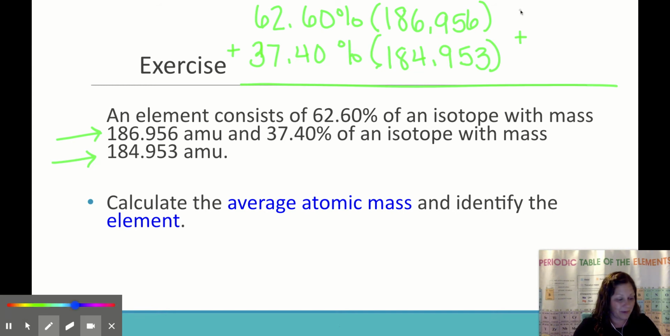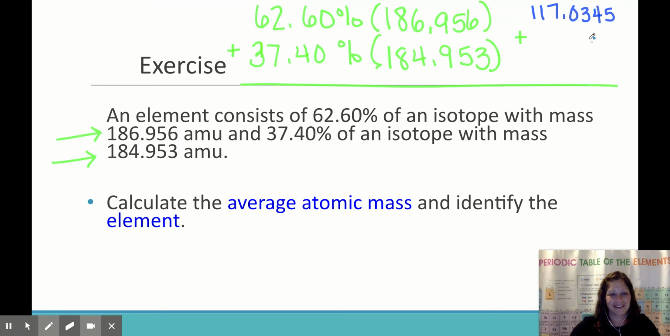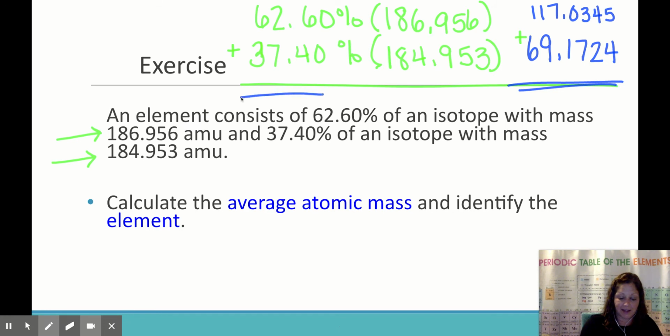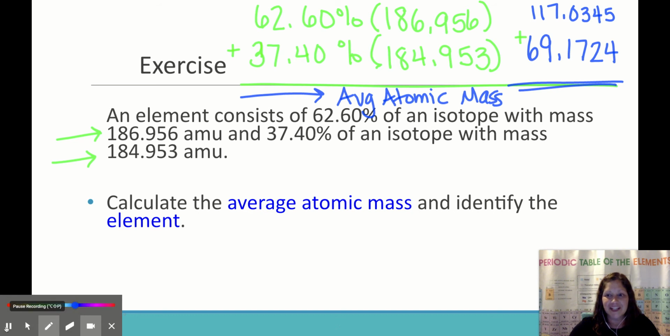I got this one to be 117.0345. You should be calculating with me. I got the second one to be 69.1724. And then when I add them together, what I get as a result is the average atomic mass. So add those two numbers together and see what you get.